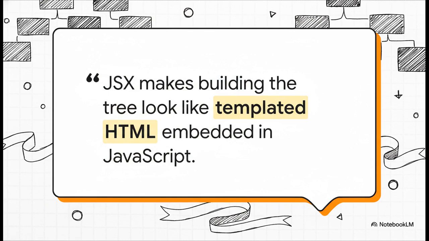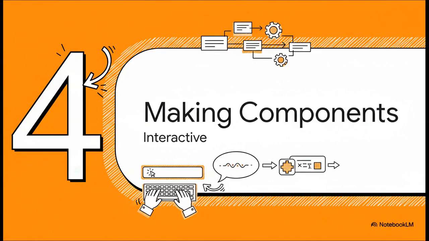You can literally see the structure of what you're building right there in the code. It makes building things and fixing them later so much easier. Okay, so we've got our components, we're writing them with this nice, clean JSX, but how do we make them do stuff? You know, how do we get that hello message to actually change when someone types in the box?